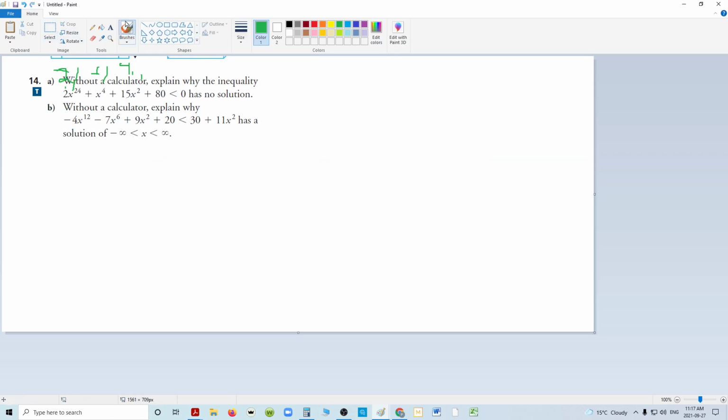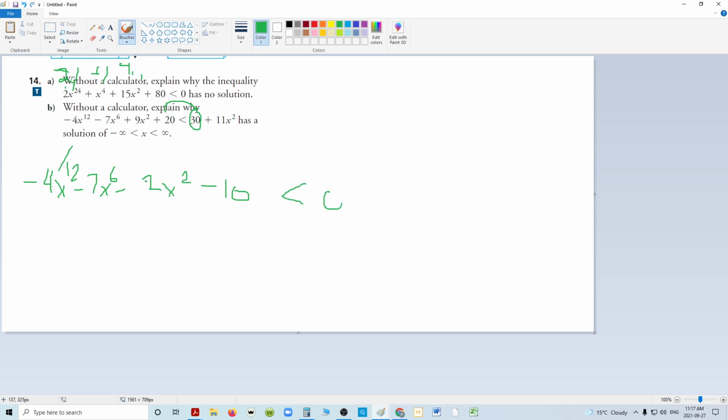Okay, let's start by, once this 30 comes over, I'm no longer adding 20 to the whole thing. It becomes minus 10. Once this 11x squared comes over here to minus 11x squared, I get minus 4x to the 12 minus 7x cubed to the 6 plus 9x squared minus the 11x squared, so it becomes minus 2x squared minus 10, smaller than 0.